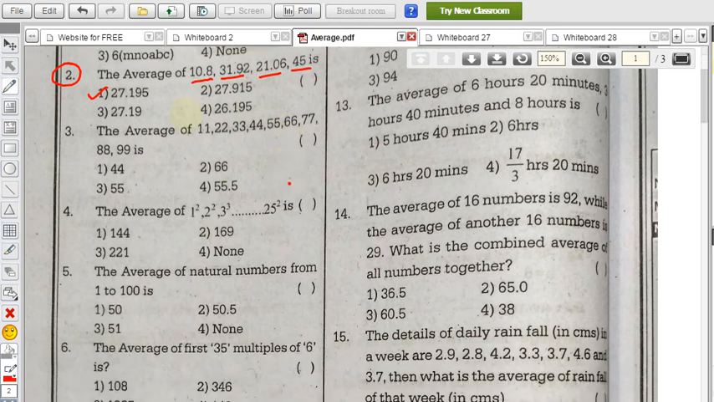Next, the average of 11, 22, 33, 44, 55, 66, 77. This is nothing but multiples of 11, right? Multiples of 11, how many times? 1, 2, 3, 4, 5, 6, 7. 7 multiples of 11.